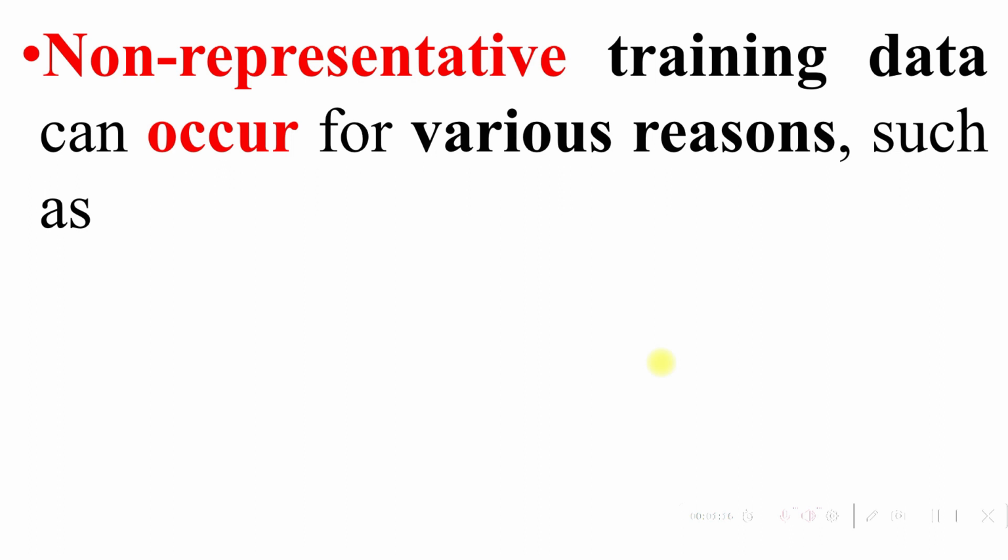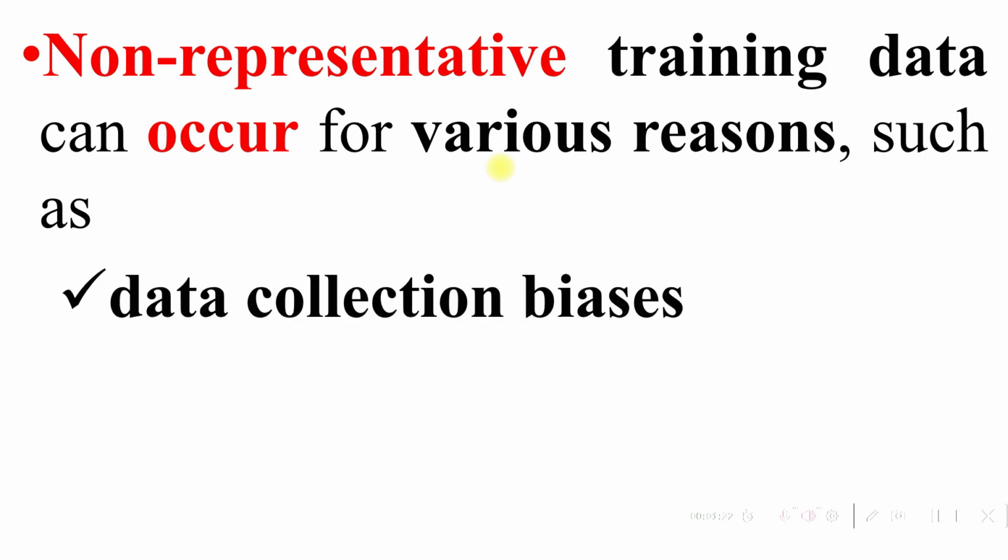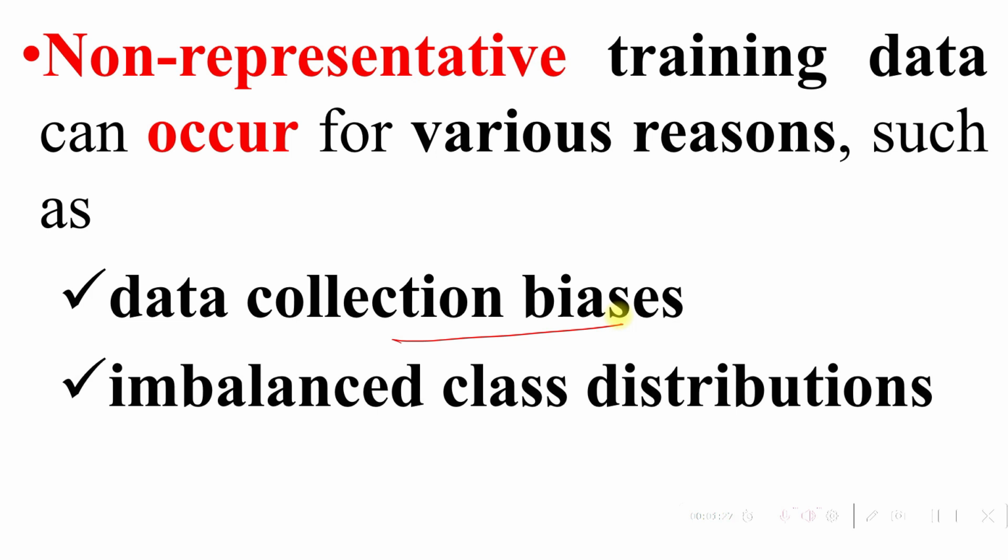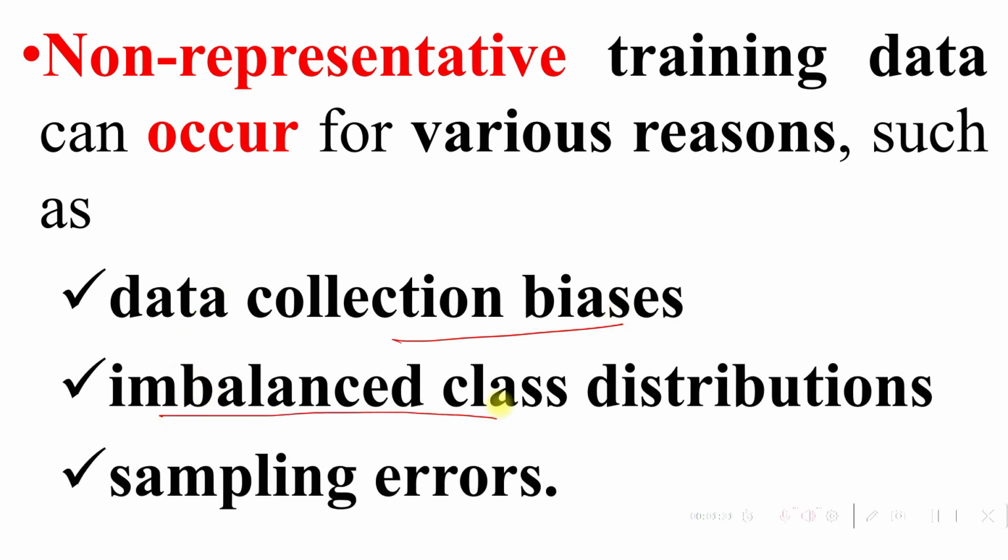Non-representative training data can occur for different reasons, like data collection bias, imbalanced class distributions, and sampling errors. Based on these things, we are unable to represent all the training data.